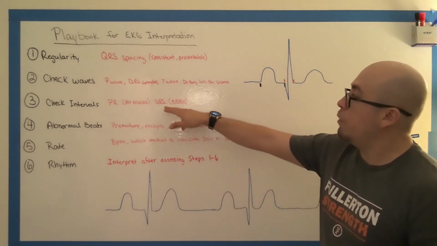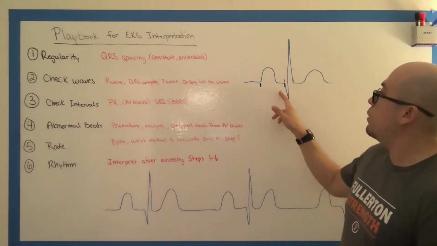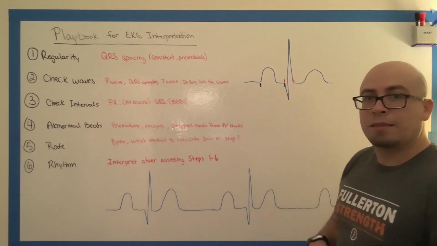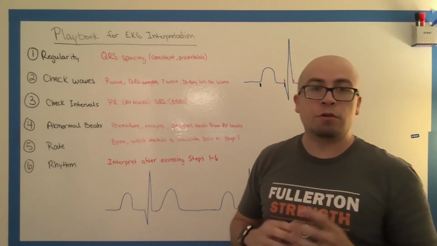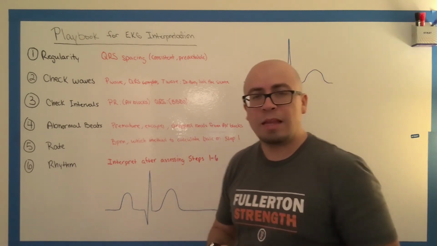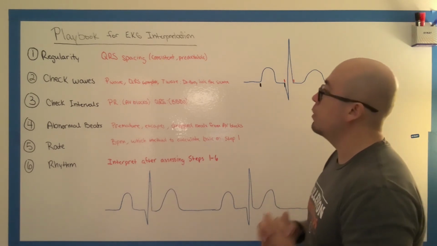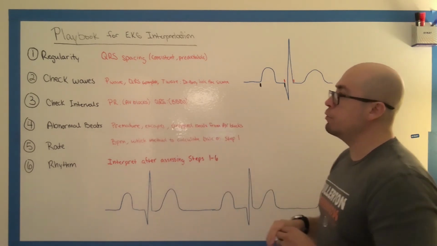And then your QRS complex. That's our QRS interval, from the beginning of the QRS complex to the end of the QRS complex. That's going to be your ventricular systole, or ventricular contraction. That's the blood moving out of the heart. So you all want to make sure you check for your intervals.